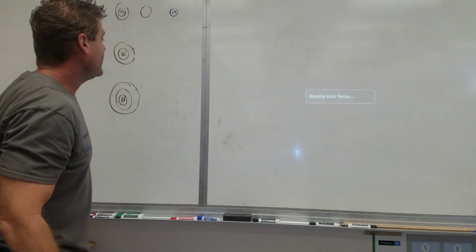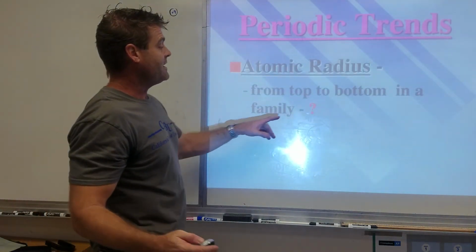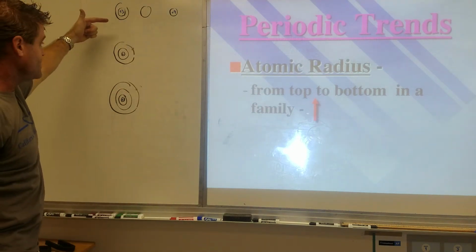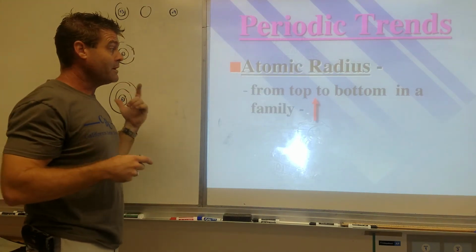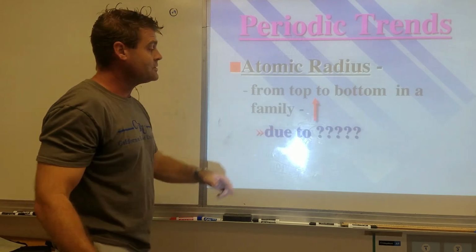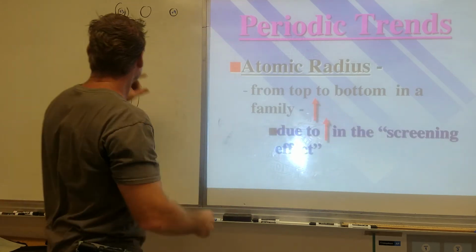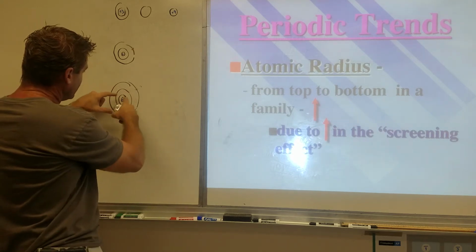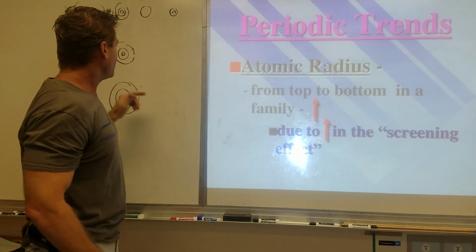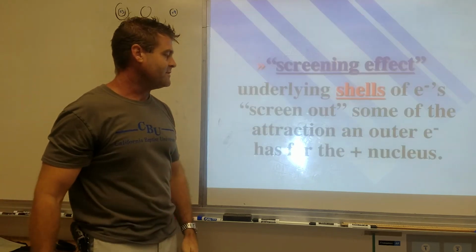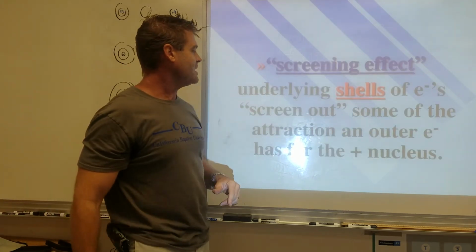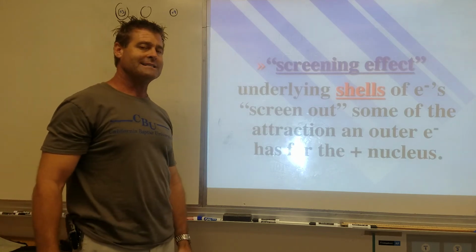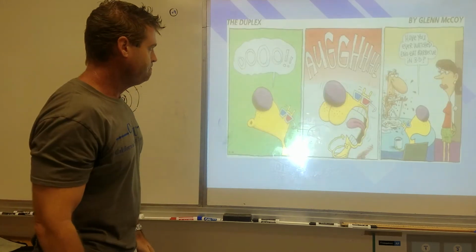So you put that, we usually use abbreviations, I'll just do an up arrow. You just get bigger. But the best thing to do is to just draw it, because you're going to be more inclined to remember it if you draw it. And that's due to what we call the screening effect. You've got more and more shells, and these are all filled with electrons. They get in the way. They interfere with the attraction of the outer electron for the positive nucleus. And that's what this is saying: underlying shells of electrons screen out some of the attraction an outer electron has for the positive nucleus.